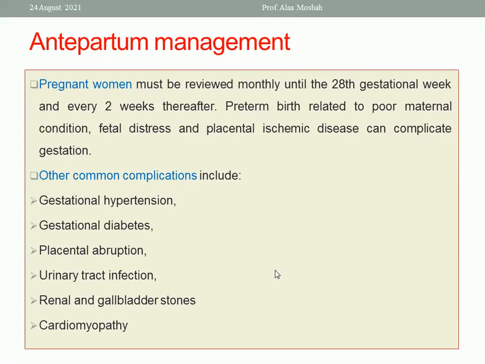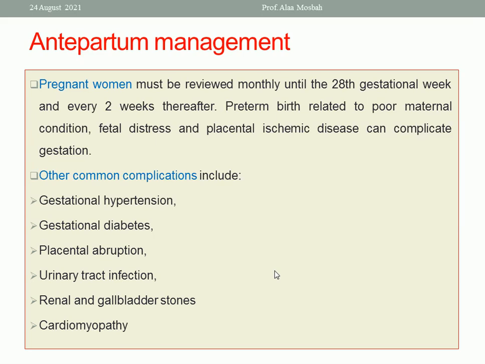What about antepartum management in thalassemia? Pregnant women must be reviewed monthly till reaching the 28th gestational week and every 2 weeks thereafter. Preterm birth related to poor maternal condition, fetal distress, and placental ischemic disease can complicate pregnancy. What are the other complications expected to happen?